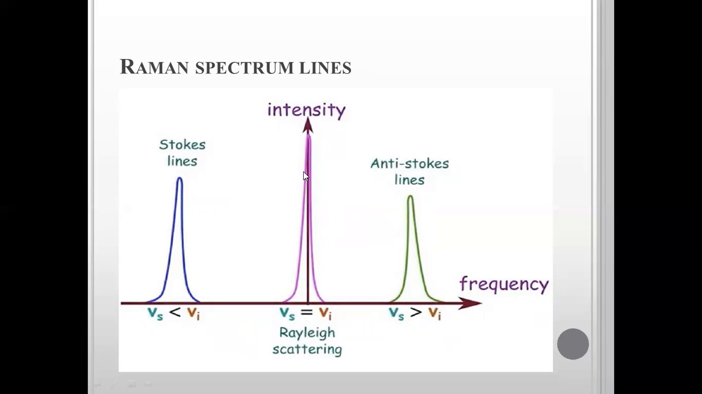If we see anti-Stokes lines, these are very weak. It means the intensity of these lines is very weak as compared to Stokes and Rayleigh lines, because in actual conditions at room temperature, most of the molecules are present in the ground state, and it is very difficult to find molecules in the first excited state. So it is very difficult to find anti-Stokes lines in the Raman spectrum. It gives very weak signals. So here is the brief description of Raman spectrum lines.